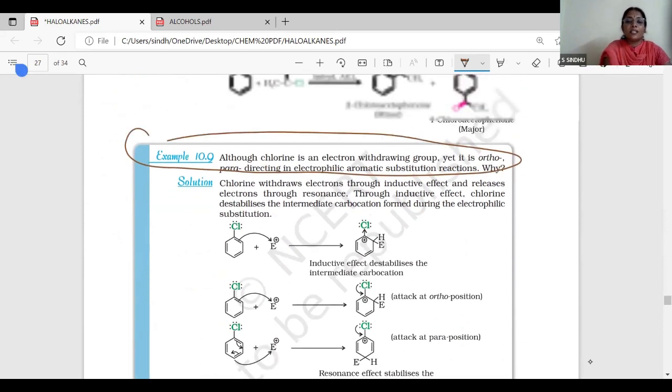So clearly mentioned here. When it forms the carbocation here, what happens to that? Because it pulls out the electrons, it withdraws the electrons away, it will destabilize the carbocation, is it not? The positive charge is all the more increasing.